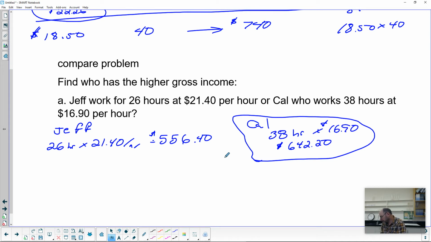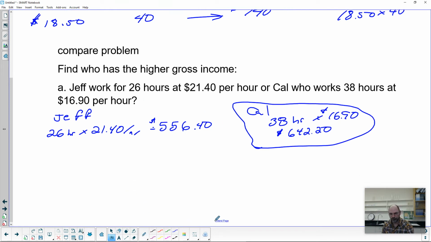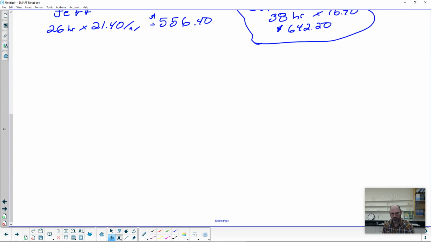Okay, and of course, when you get raises, you add your raises to it. Okay, let's do an example where we throw in some tips and some stuff like that. So we'll do one more here.